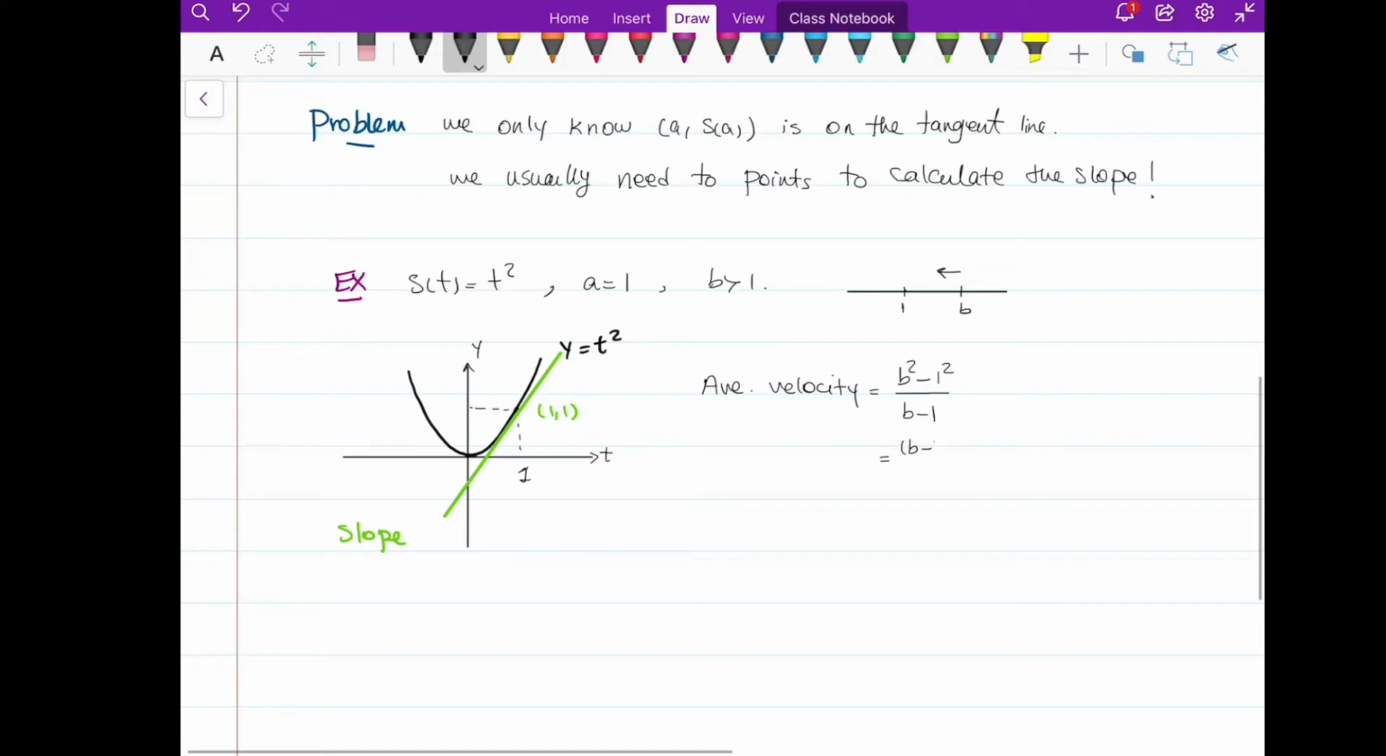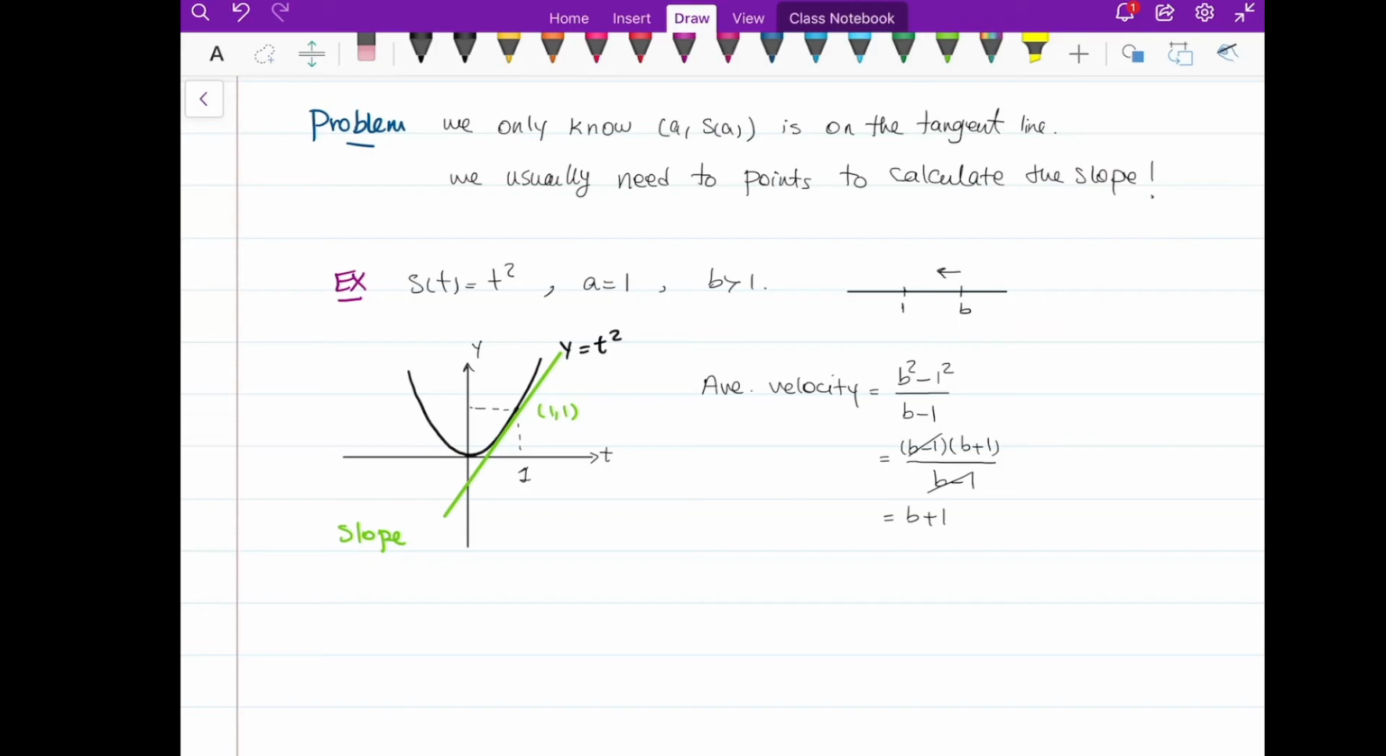Okay, so now let me just simplify that. I get B minus 1 on top times B plus 1, right? Because if you distribute B minus 1 in here, you get B squared minus 1 squared, divided by B minus 1. I can cancel out these two and I get B plus 1. So the average velocity based on the point would be B plus 1. Let's plug in some B's to get the idea.